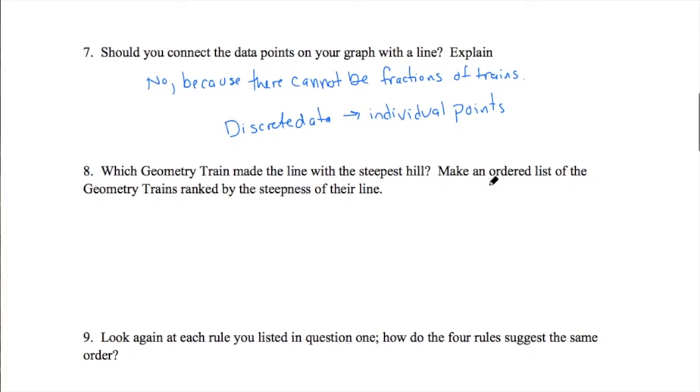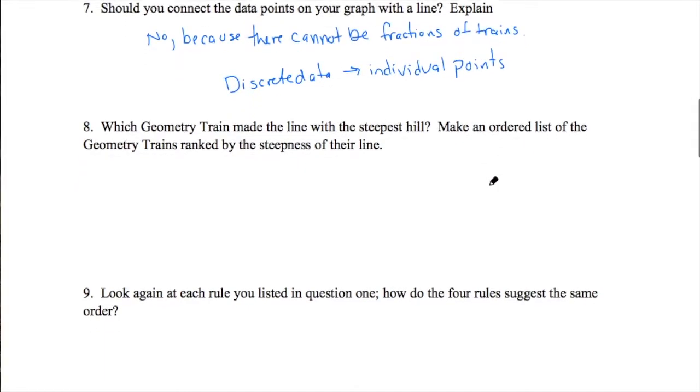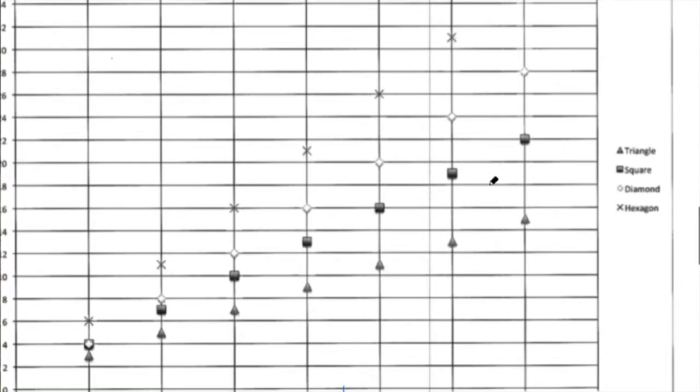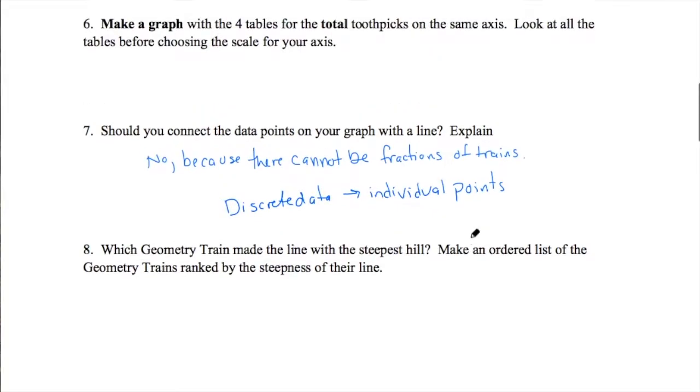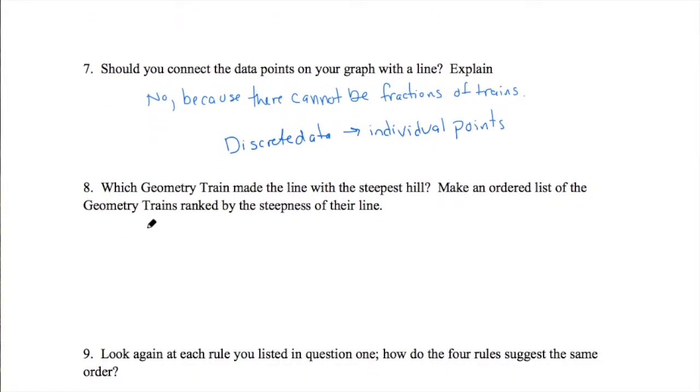So even though we're not making a connected line, which geometry train made the line, the pattern with the steepest hill? If we were going to rank them by their steepness, let's go back and look here. Okay, hexagon, the steepest, way up here. Diamond, then square, then triangle. Okay, let's see if I can remember that. All right, so hexagon first is the steepest, and then diamond, and then square, and then triangle. Okay, so that's from looking at the graph. That's the steepnesses in order.